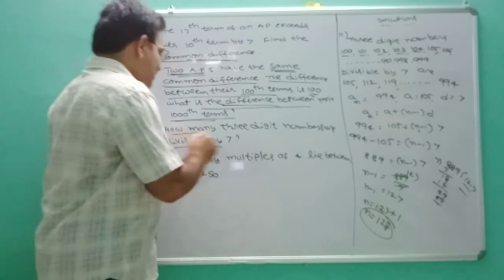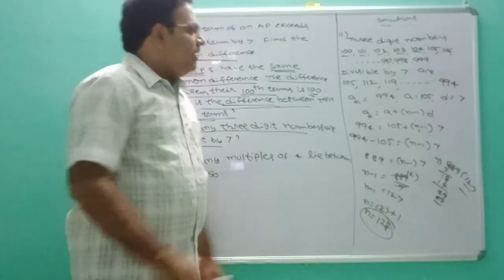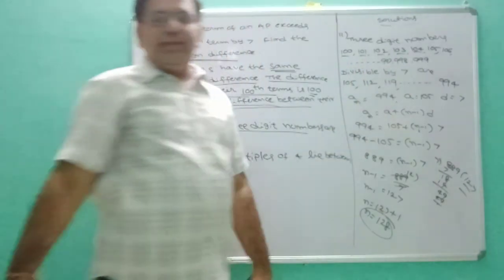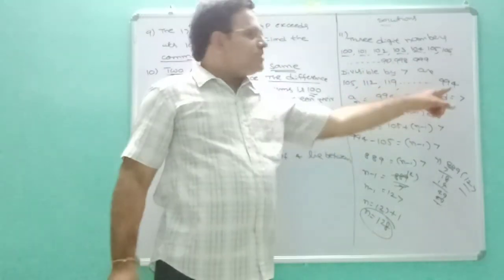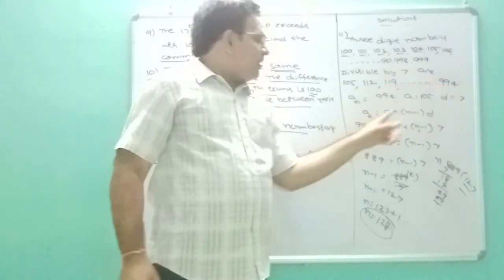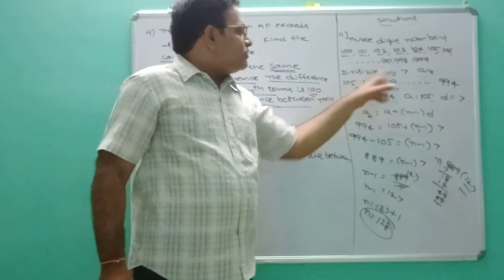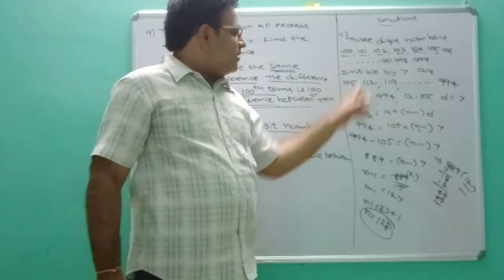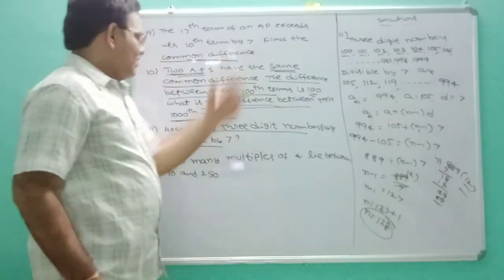So how many 3-digit numbers are divisible by 7? If you take it in this way, first you take 100 to 999, you check one by one, you find out the last term, then apply an, then you find out n. So finally, the 3-digit numbers divisible by 7 are 128 numbers. This is the 11th problem.